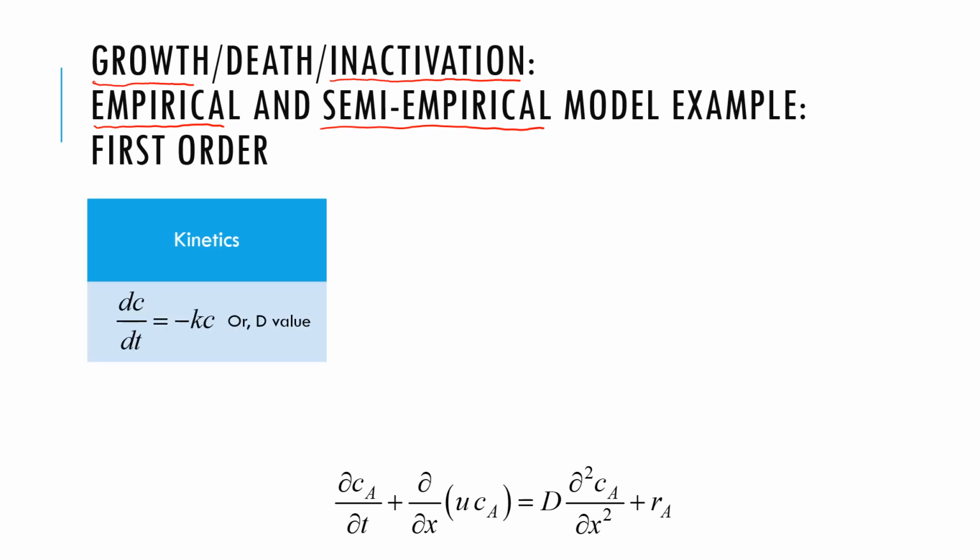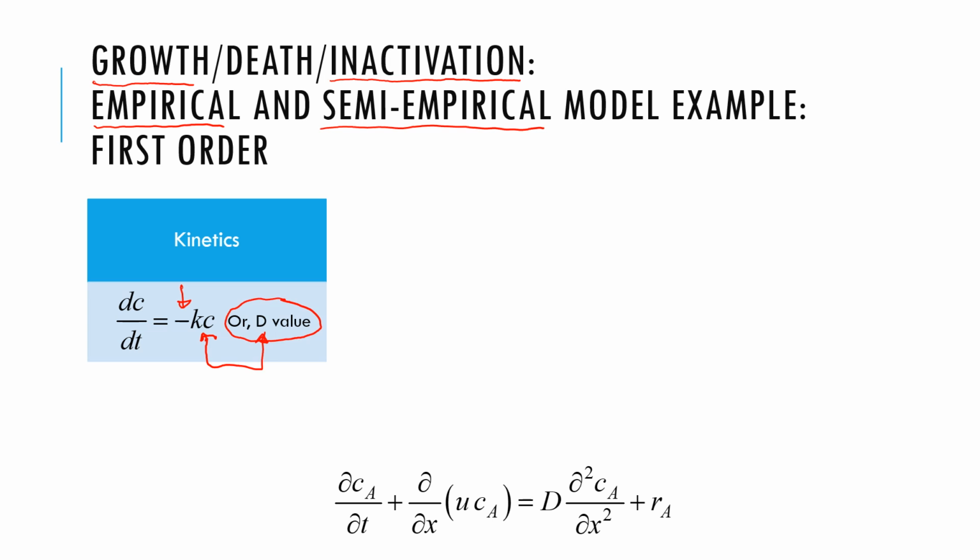So here we have the first order inactivation kinetics, so it has a negative sign here, and it's a first order equation. Now some of you may be more familiar with the D value, but this D value and the K values are related. They both describe first order kinetics.